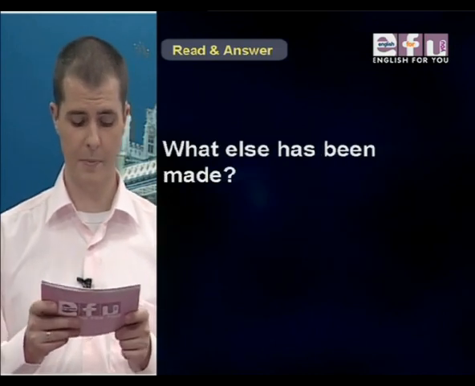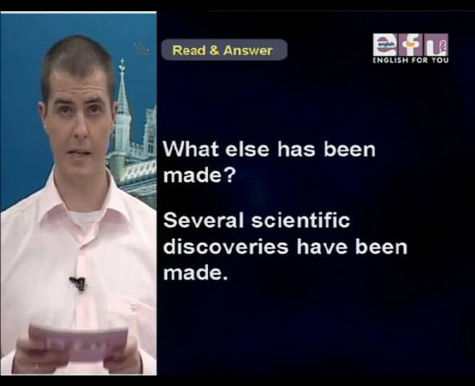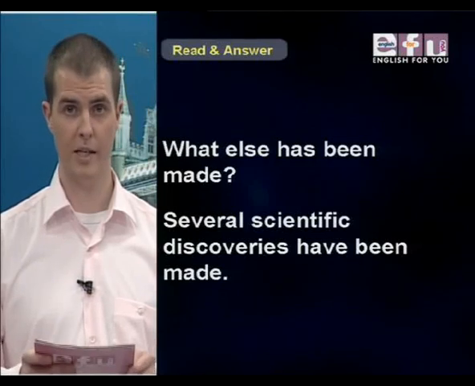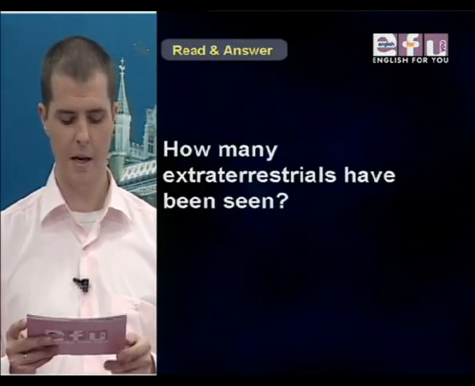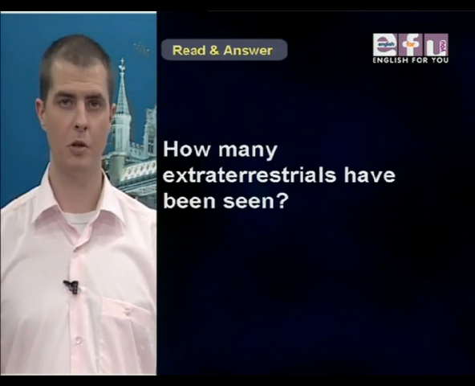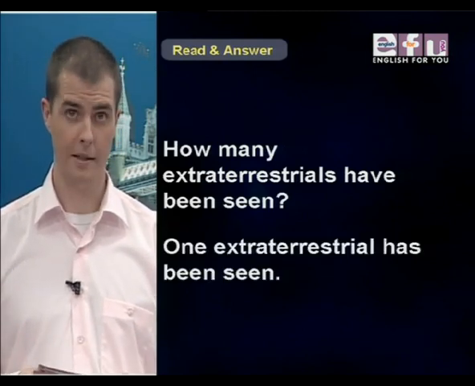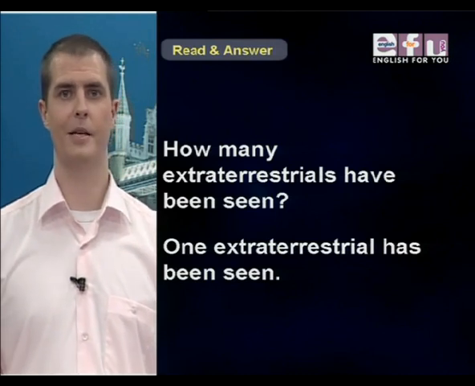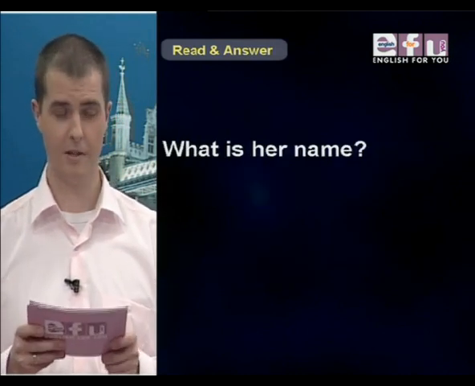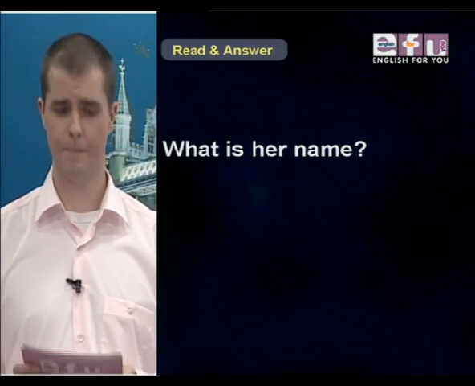What else has been made? Number six, several scientific discoveries have been made. Number seven, how many extraterrestrials have been seen? One extraterrestrial has been seen. Number eight, what is her name?